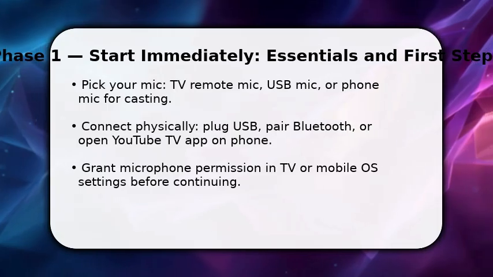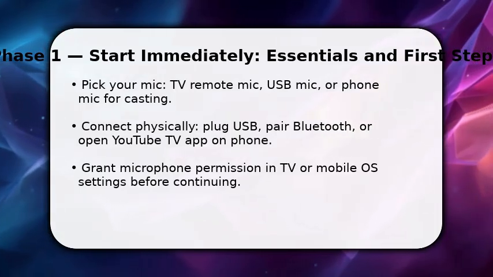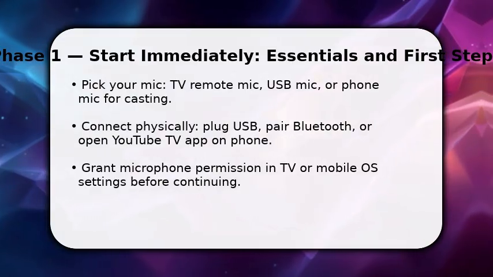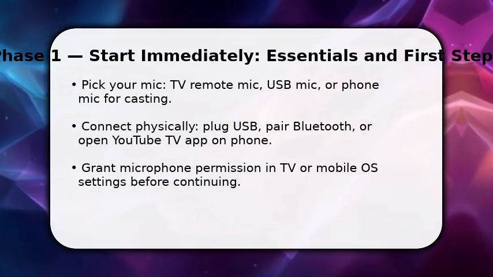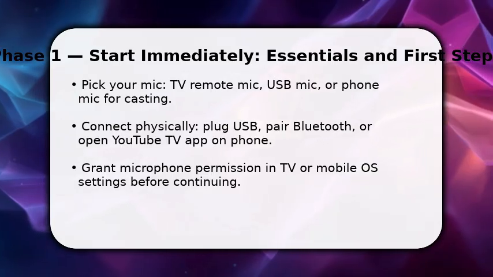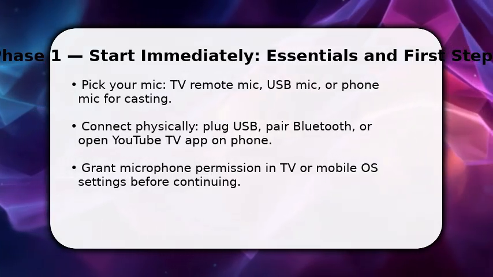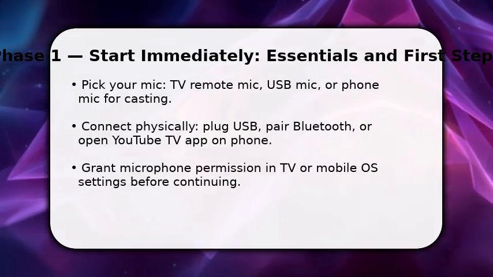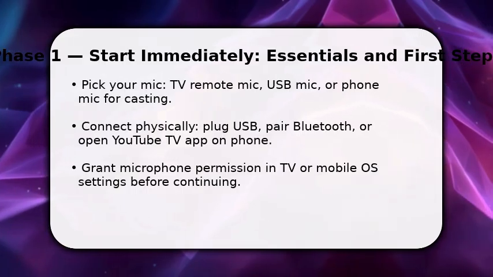Enjoy the video. You'll begin by connecting and authorizing the microphone so you can speak to YouTube TV. First, attach the mic. Plug a USB mic into the TV, pair a Bluetooth remote, or open the YouTube TV app on your phone to use its mic. Once connected, make sure you grant microphone permission in the device settings, otherwise the app can't hear you.